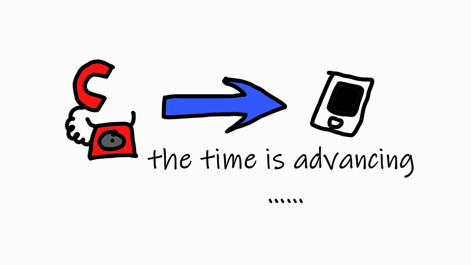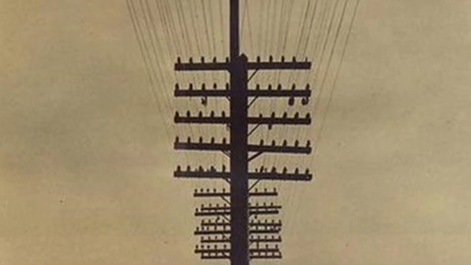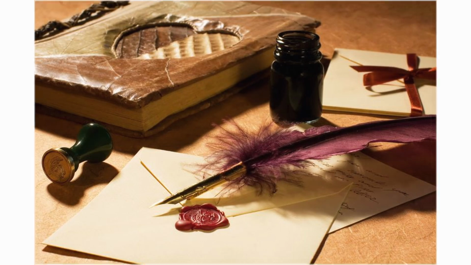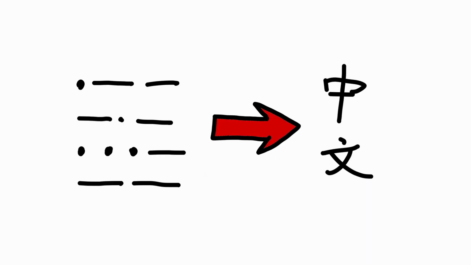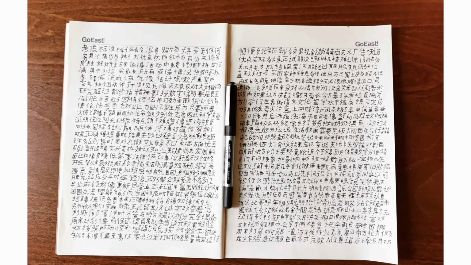But time is advancing. After the telegraph was created, it was impossible to reject using the telegraph for communication and just continue using the old-time letters. So when the telegraph entered China in the 19th century, the first problem was how to use electric signals to express thousands of Chinese characters.